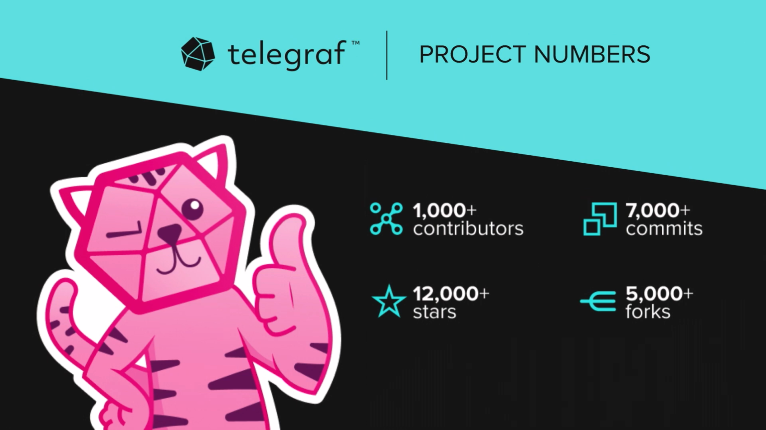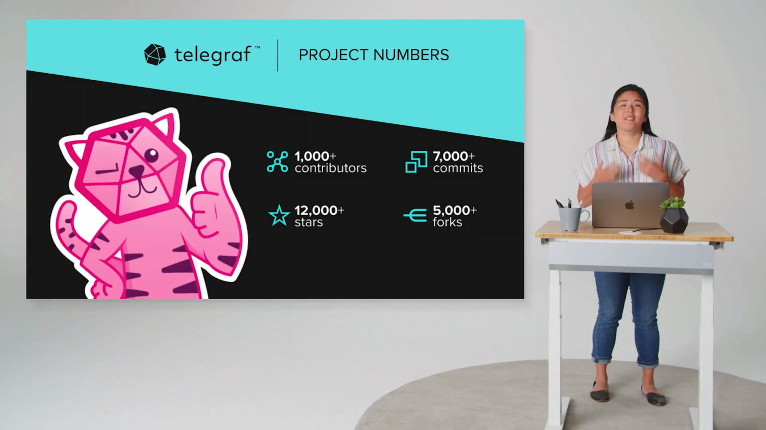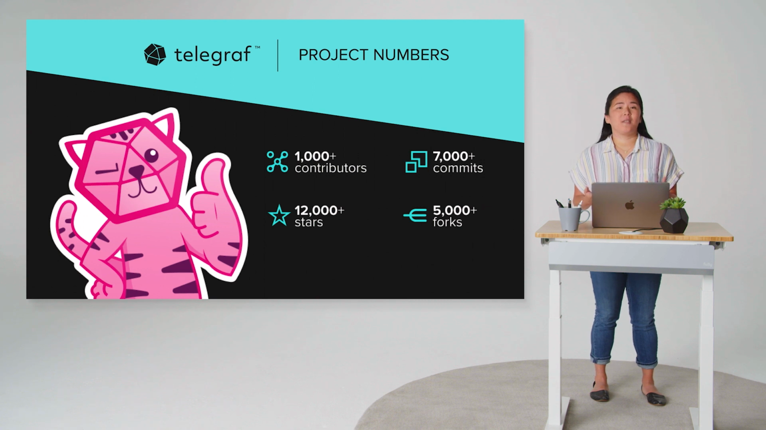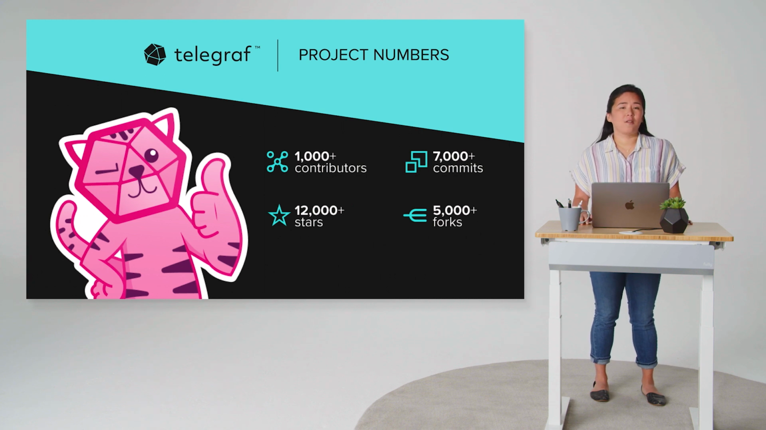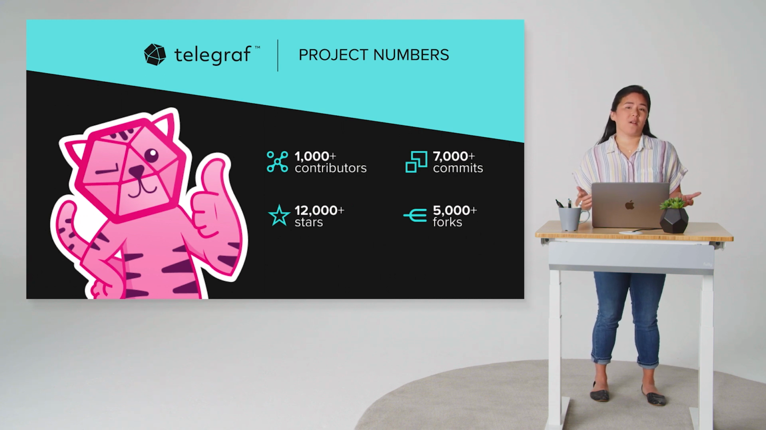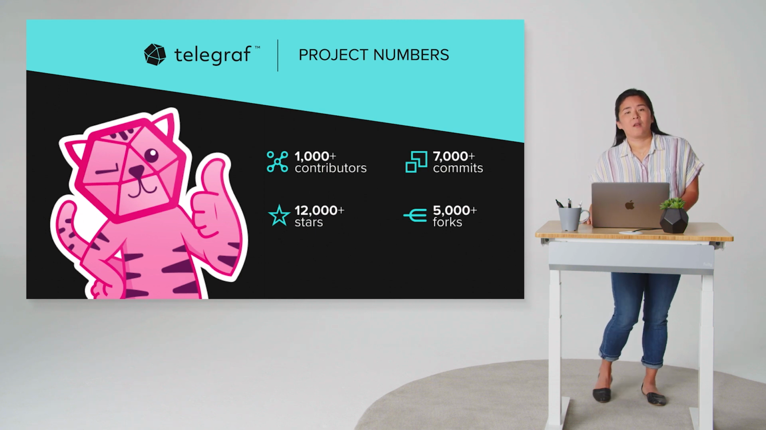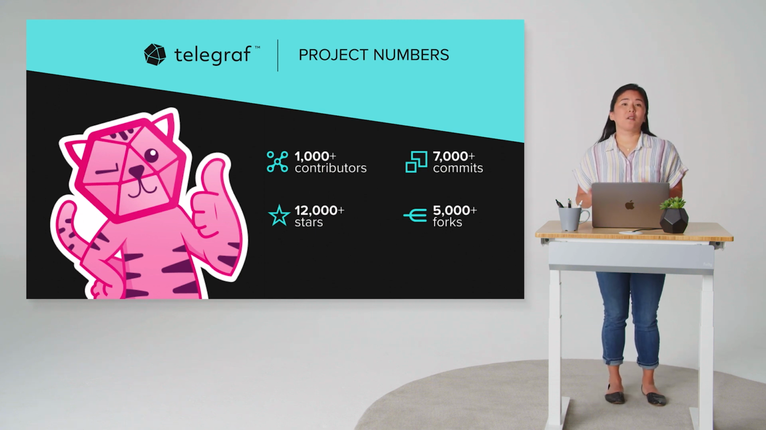Telegraf had its first commit in March 2015 by our founder, Paul, and 7 years later, it continues to be the go-to reliable data collection agent for many of our users. Earlier this year, Telegraf hit its 1,000th contributor, and it was a huge milestone for our open source community. All of these numbers don't just show that the number of people using Telegraf is growing, but also all the developers writing new features and bug fixes and contributing them back to the project.